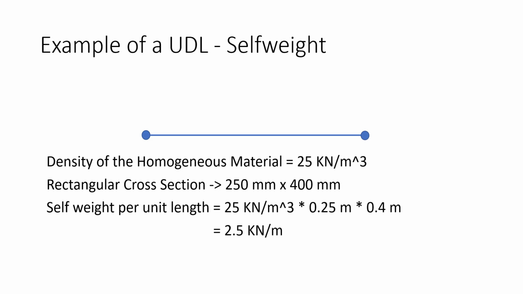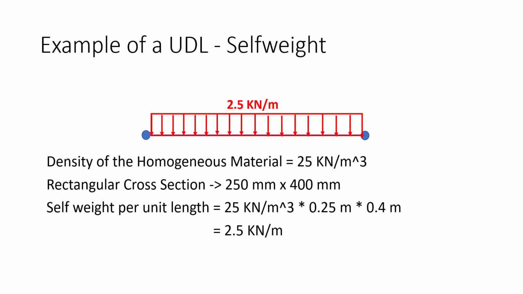Now, this means that the weight of the beam per meter length of it is 2.5 kilonewtons. Now, this is an example of a uniformly distributed load. As you may have noticed, the unit of a uniformly distributed load will be given in force by length or force per unit length. Now, we know that the self-weight is an intrinsic property of the beam. However, we can consider this to be an externally applied load on the beam if we consider the beam itself to be weightless.